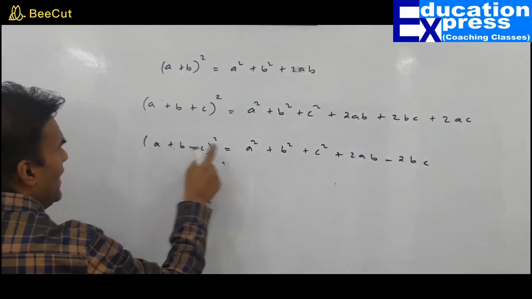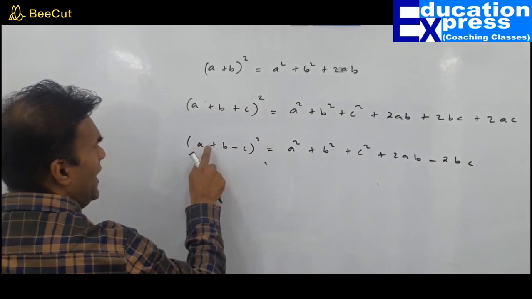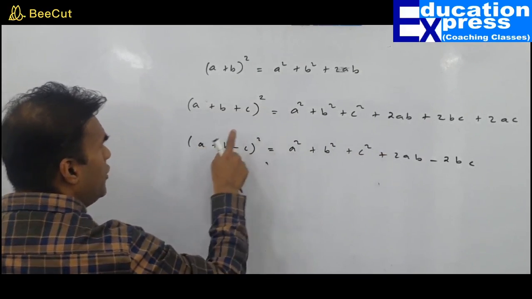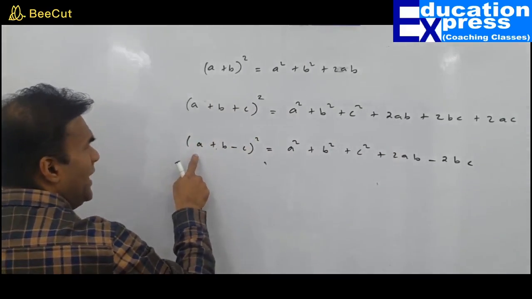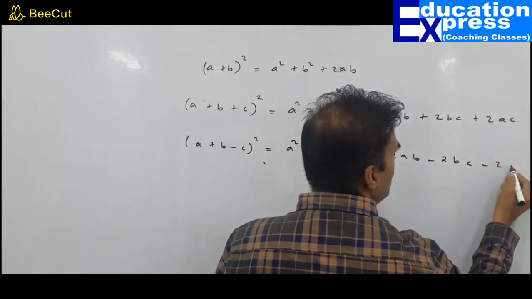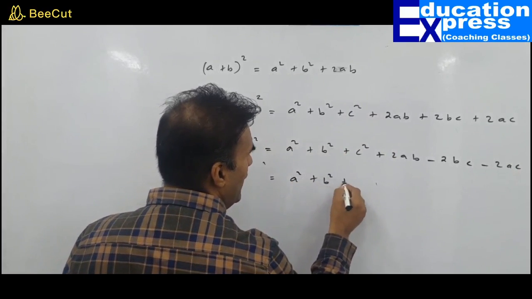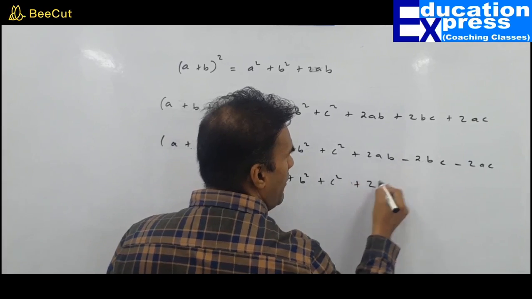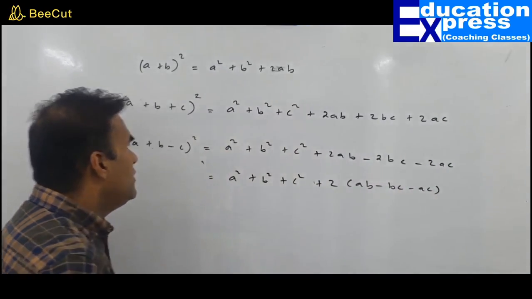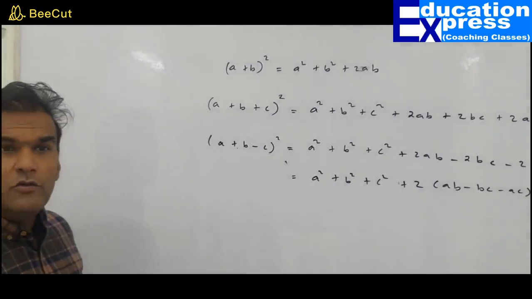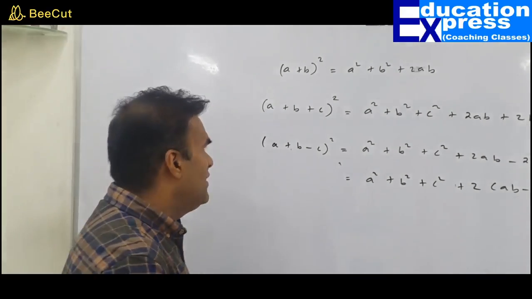So what we are doing is a square, b square, c square, 2 into a into b, 2ab, 2 into b into minus c, minus 2bc, 2 into a into minus c, minus 2ac. If you wish, you can write this as a square plus b square plus c square, 2 common, ab minus bc minus ac. So we really know how to expand a square of three terms.